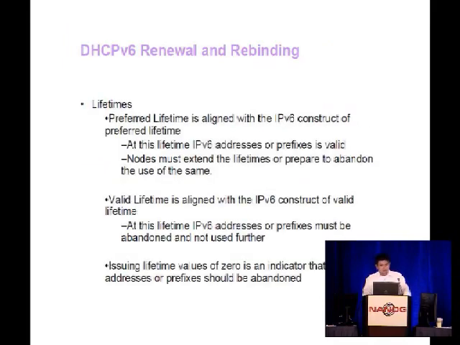We're talking about lifetimes. So generally speaking, a v6 node will renew and rebind at T1 and T2, and ultimately when the valid lifetime has presented itself, if nothing has happened from a DHCPv6 point of view to extend the life of that binding, the client has to do just like any other IP node would do, and it has to essentially cease the use of that address.